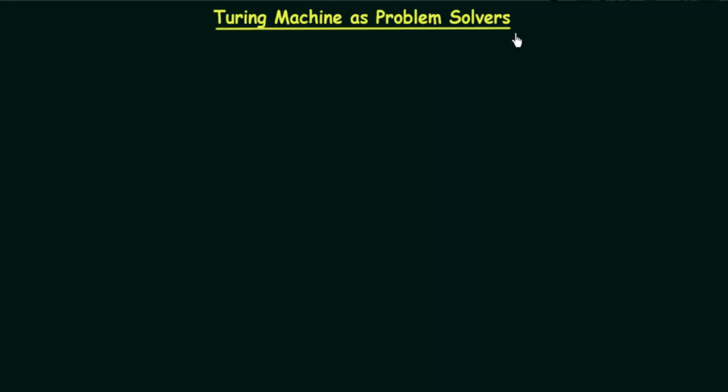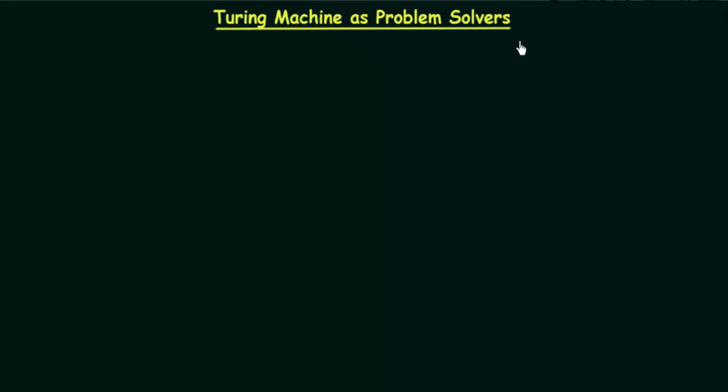So far, we have been studying Turing machines and we have seen many aspects of them. In this lecture, we will be studying Turing machines as problem solvers. We already know that Turing machines are much more powerful than the other machines that we have discussed, like finite state machines and pushdown automata. We have already seen that.